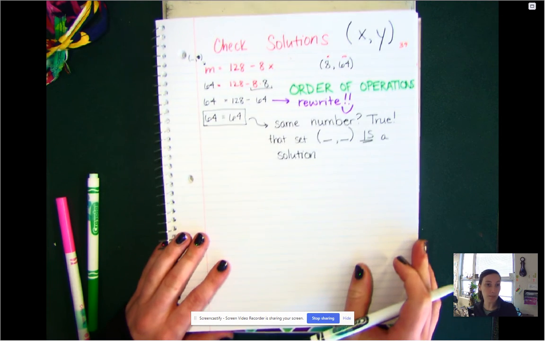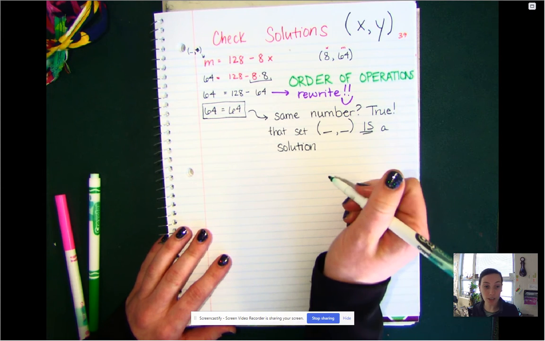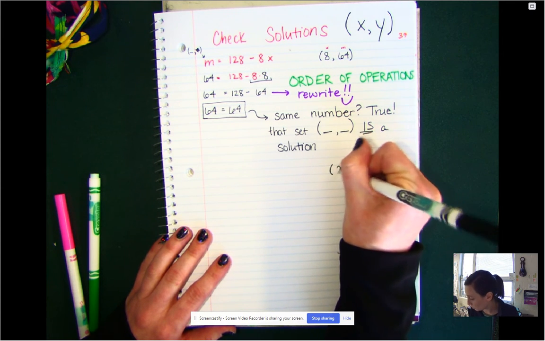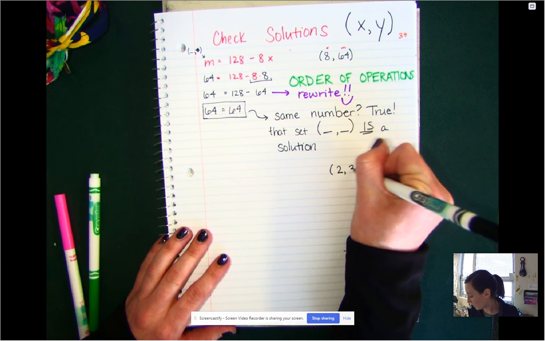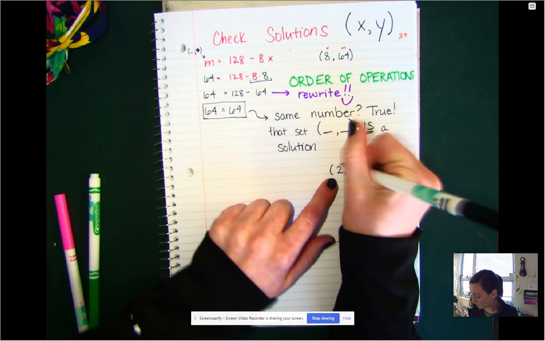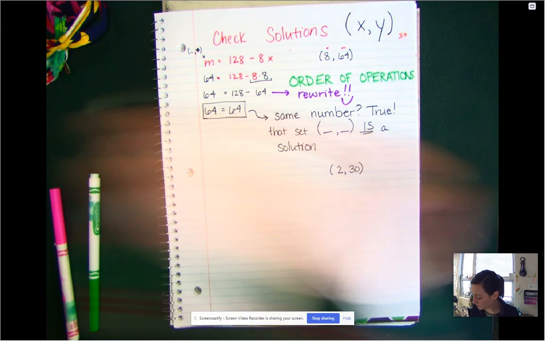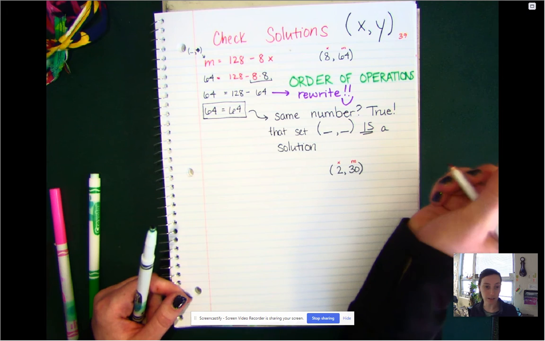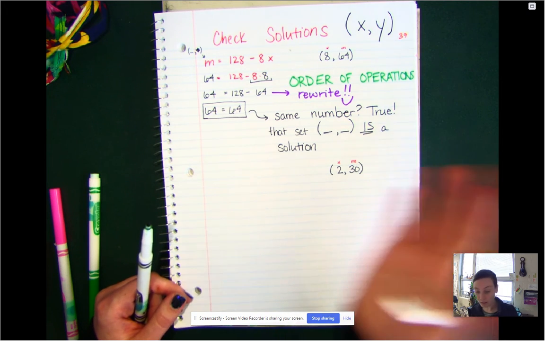Okay, let's stick with the same equation. We're going to check another solution. So let's say we're checking out 2 comma 30. So this would be 2 cups. After 2 cups of milk, there are 30 ounces of milk left in the jug. So we're going to plug these numbers in and try.